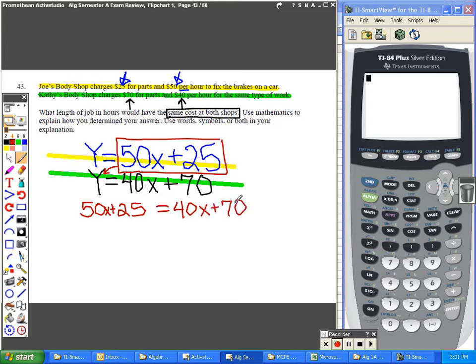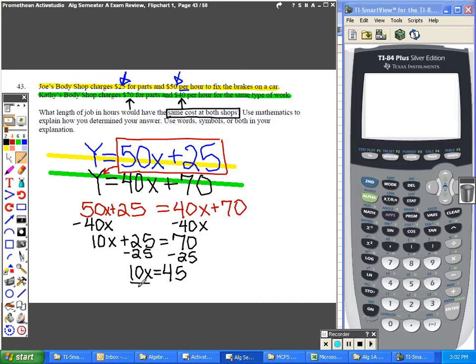To solve, you want to move the stuff that's smaller, which keeps things positive. Let's move the 40x over to the left. Now all of our x's will be together. We have 10 x's, and over on the right, we just have a 70. Now let's move our numbers over to the right-hand side. Minus 25, minus 25. I now have 10x is equal to 45. Divide by 10, divide by 10. x equals 4.5. Halfway there.